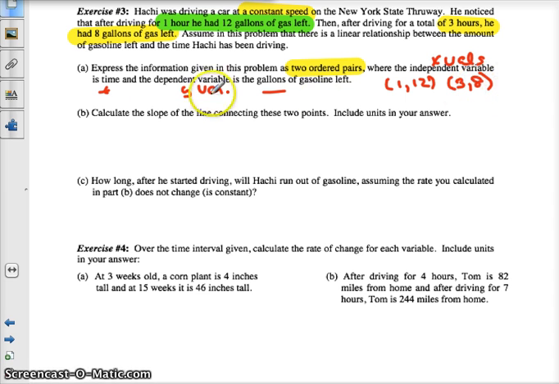Okay, so that's that. Secondly, it says calculate the slope of the line connecting these 2 points. Include units in your answer. So I'm going to ask you to pause and use the slope formula. I'll write it for you here. So you're going to plug those 2 numbers in and you're going to calculate that, and hopefully we'll have the same answer when you come back.